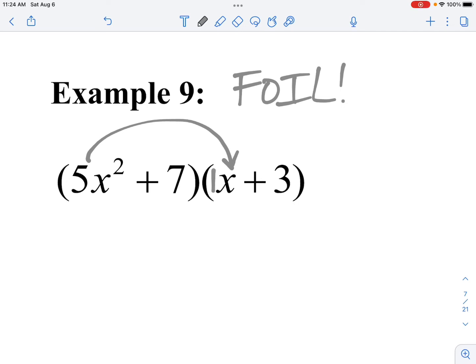Remember, there's just a 1 here, you can imagine. So 5 times 1 is 5. X squared times another x, you add those exponents, which makes x to the third. And that's what happens when I do my F, my first term.